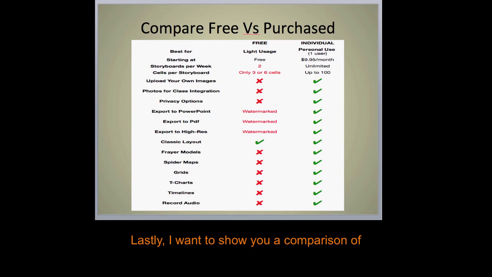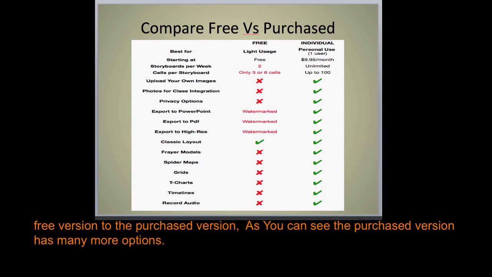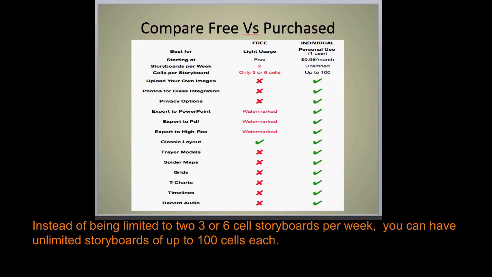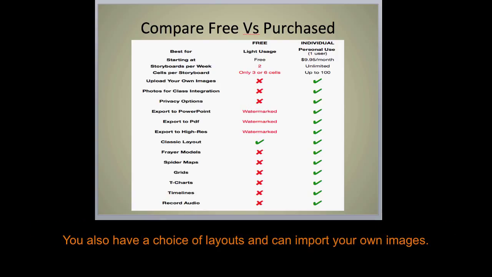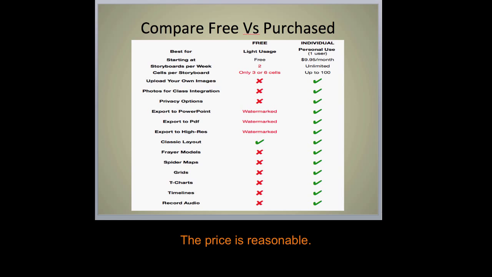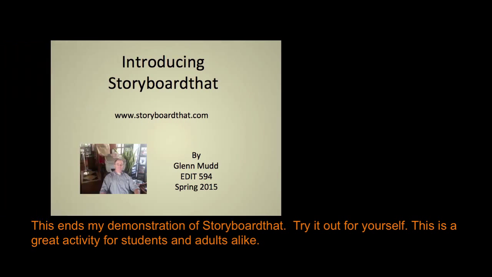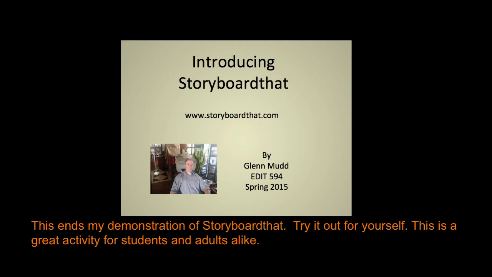Lastly, I want to show you a comparison of the free version to the purchase version. As you can see, the purchase version has many more options. Instead of being limited to 2 3x6 storyboards per week, you can have unlimited storyboards of up to 100 cells each. You also have a choice of layouts and can import your own images. The price is reasonable. This ends my demonstration of StorybookThat. Try it out for yourself. This is a great activity for students and adults alike.